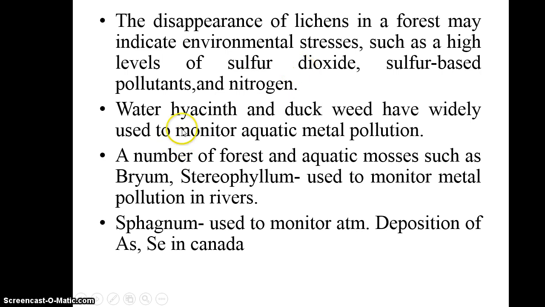There are other examples like water hyacinth and duckweed, which indicate aquatic metal pollution. Then the aquatic mosses like Bryum and Stereophyllum are used to detect the metal pollution in rivers. Then Sphagnum is used to detect arsenic and selenium pollution in Canada. These are the examples of plants.